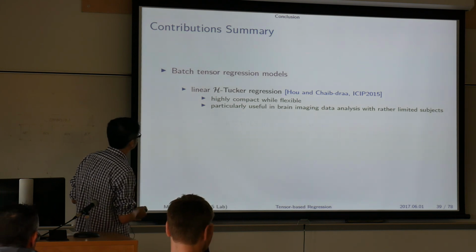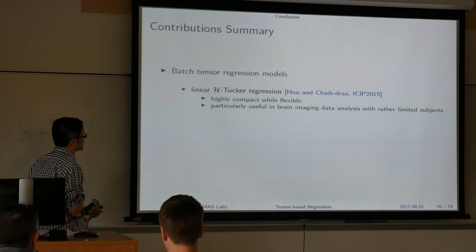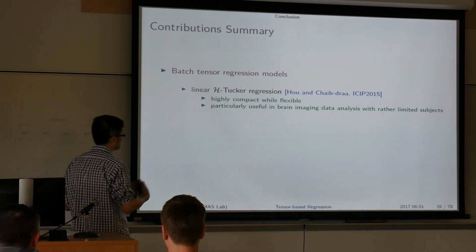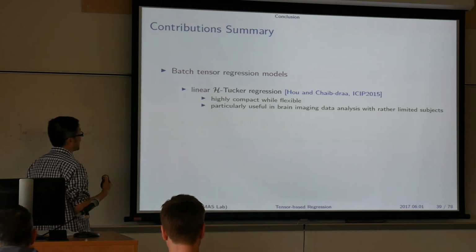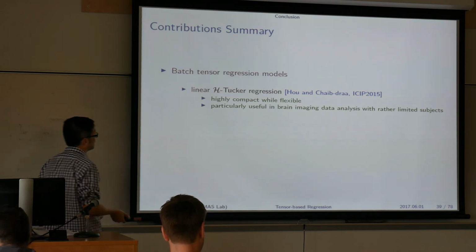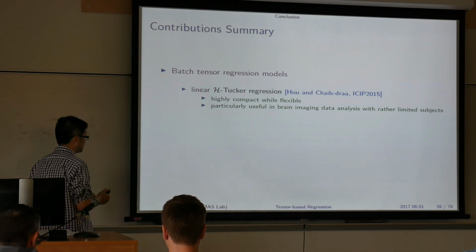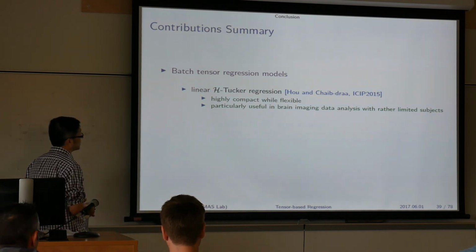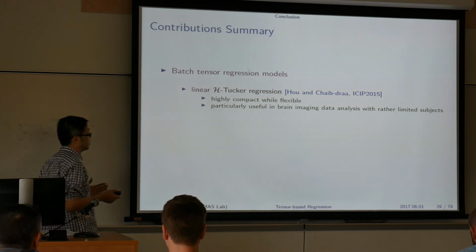Okay, here is the conclusion. We first view this from the perspective of batch tensor regression models, and we first propose a linear H-Tucker regression, which can be applied to potentially very high-order tensors. We show this model is highly compact while being highly flexible, and is especially useful for brain image data analysis because the number of samples is usually restricted.